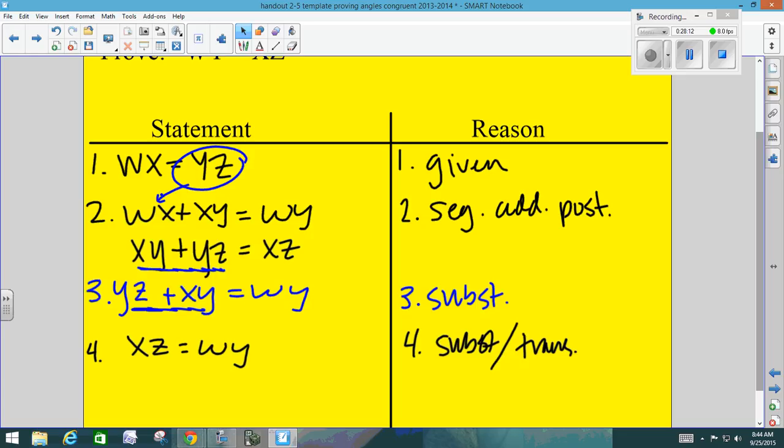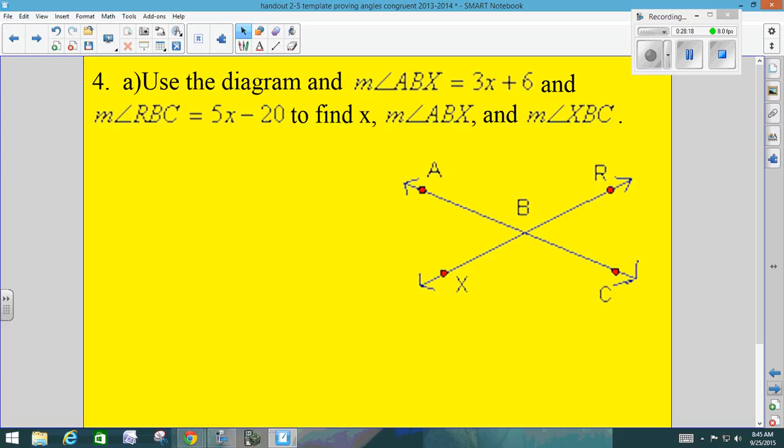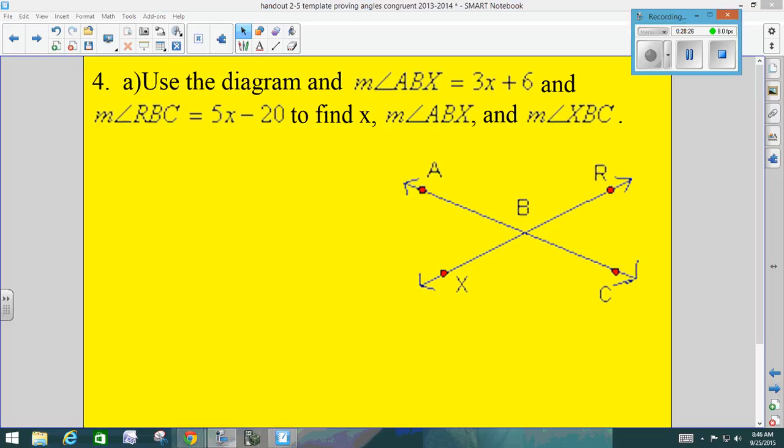Number 4, use the diagram and that the measure of angle ABX equals 3x plus 6 and RBC equals 5x minus 20 to find x in the given angle measures. Try this one on your own. Justify, then you'd have to write out the reasons, but you don't have to on this one. As I walk around, 3x plus 6 is labeled on the left side, and 5x minus 20 is the angle to the right.